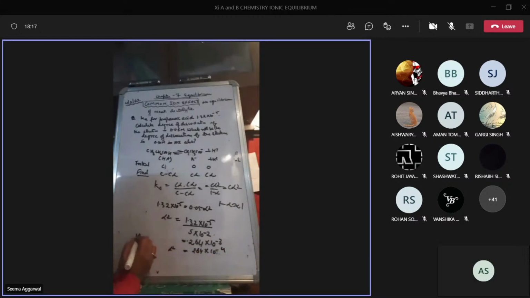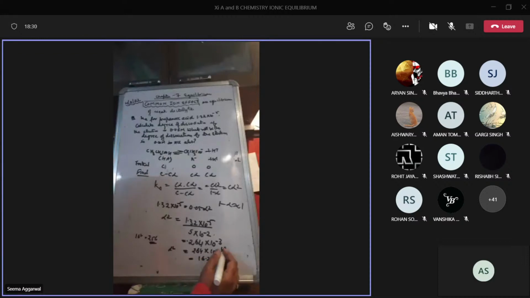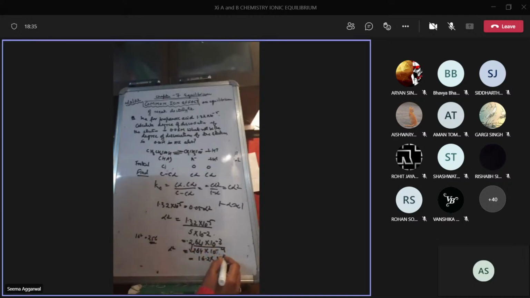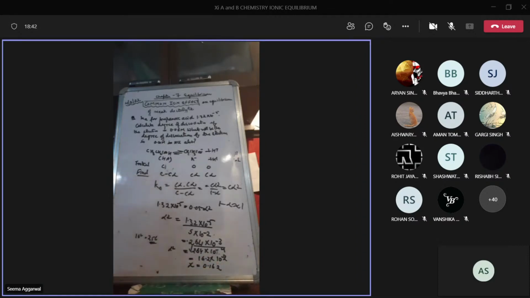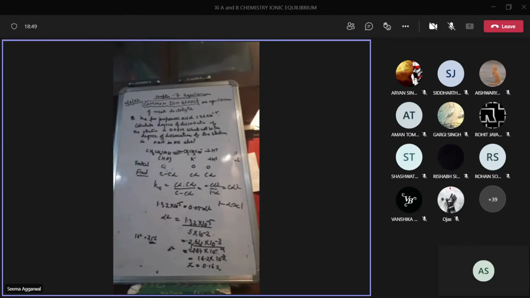Now what is 16 square? 256. So it is very close to 264. So the square root will be 16 into 10 to the power minus 2, or 0.16. Is it okay? This is my alpha. You could have also written 0.16. That's not an issue. So what we have calculated is the value of alpha.